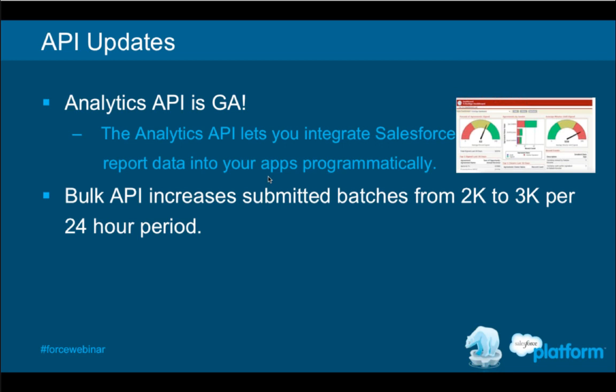With regards to our bulk API, the change here is we've basically increased the number of submitted batches from 2,000 to 3,000 within the 24-hour period. So the time period is still the same. We've just increased by 1,000 the number of batches that you can submit.